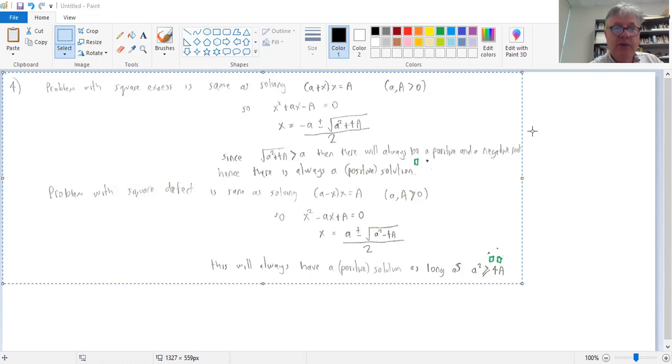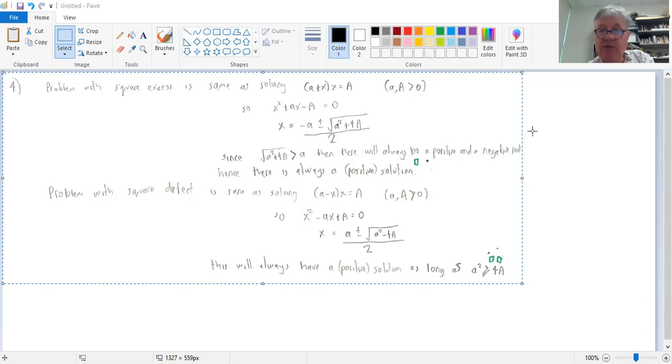Whereas if we look at the case with square defect, that's the same thing as solving a minus x times x equals big A. And now we've got a problem, right? Because, well, if we look at the corresponding quadratic formula, we see that the signs flip now. So we've got a plus or minus the square root of a squared minus 4 big A, and we can see straight away that we're going to be in problem if that discriminant is negative.